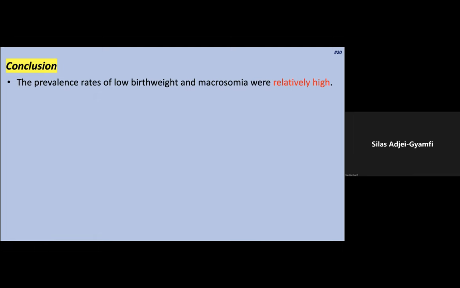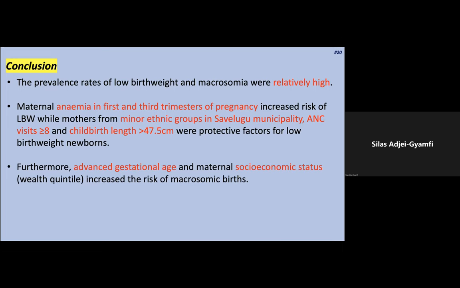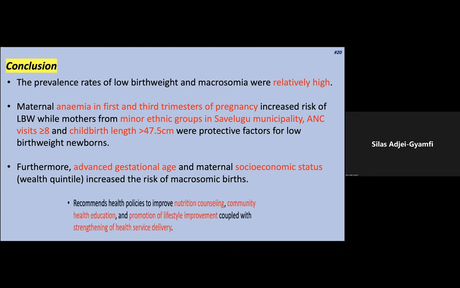In conclusion, the prevalence rate of low birth weight and macrosomia were relatively high. Maternal anemia in the first and third trimesters of pregnancy increased the risk of low birth weight, while mothers from minor ethnic groups in the municipality and also mothers who had antenatal visits equal or more than 8, and mothers having children whose length were greater than 47.5 centimeters were protective factors for low birth weight newborns. Furthermore, advanced gestational age and maternal socioeconomic status increase the risk of macrosomic birth.